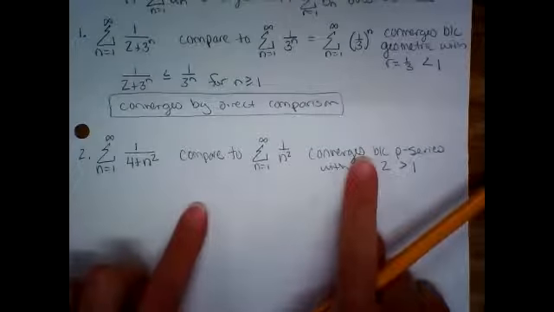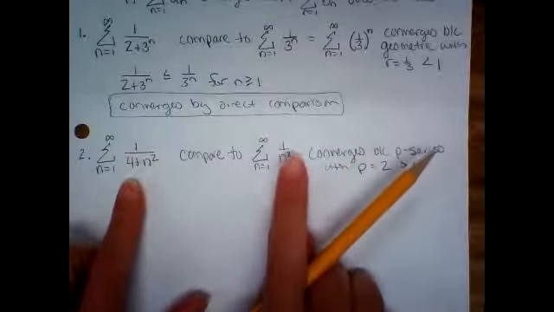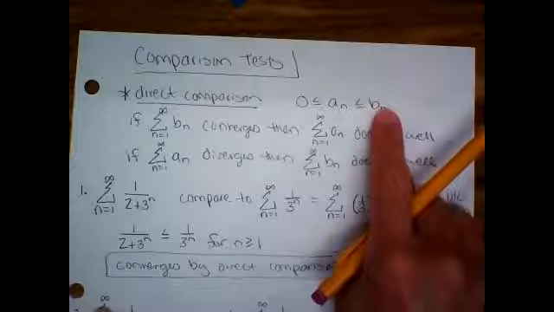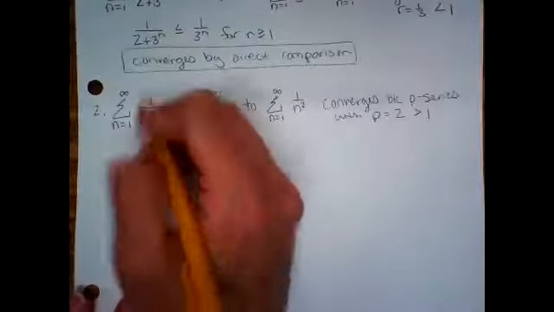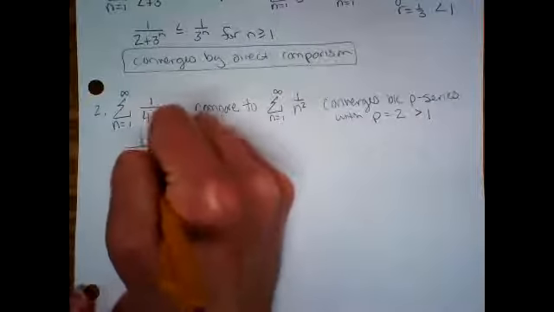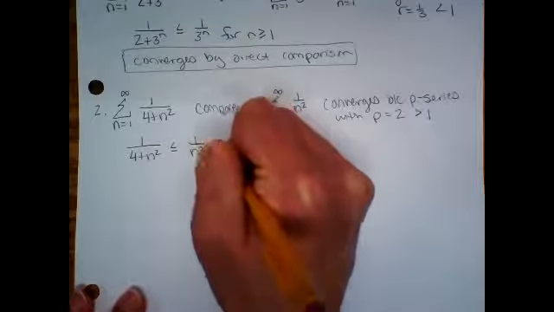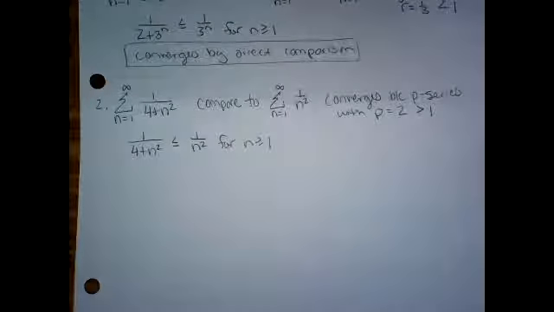So if that one converges, we're trying to say that this one converges too. So that means this has to be the larger one. Like we said, this one converges, so the smaller one's going to converge too. So we have to say this 1 over 4 plus n squared is smaller than 1 over n squared for n starting at 1. Yeah, the larger denominator is the smaller fraction.